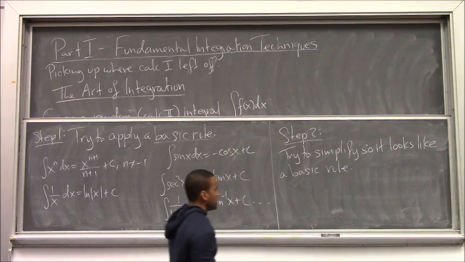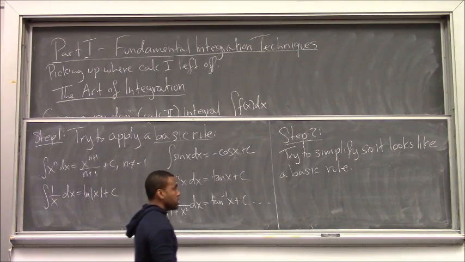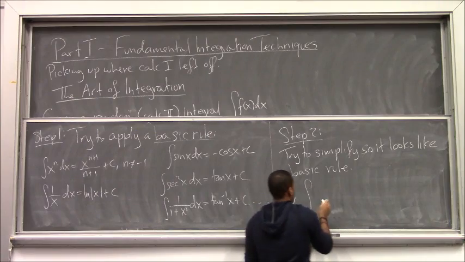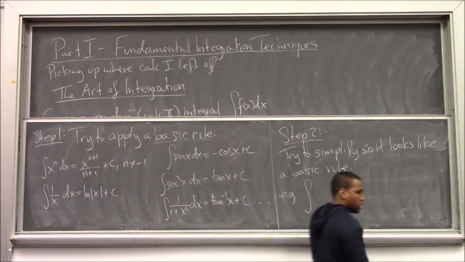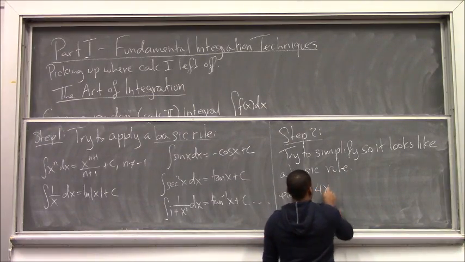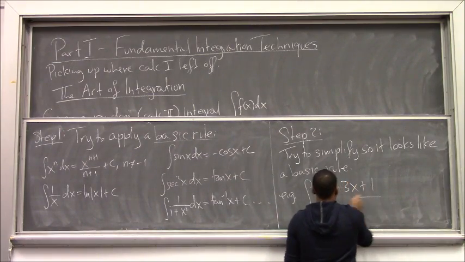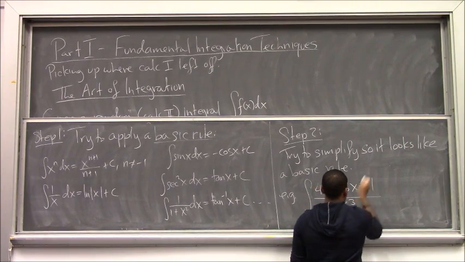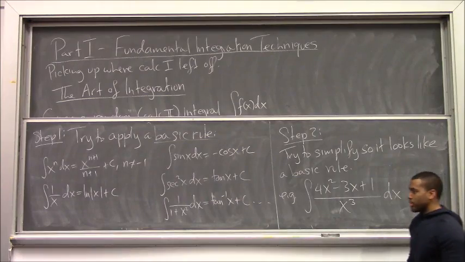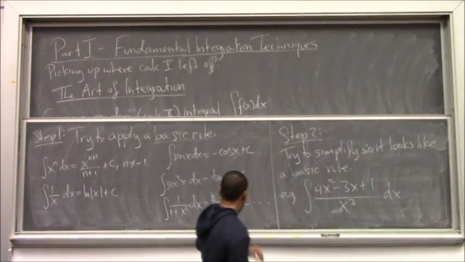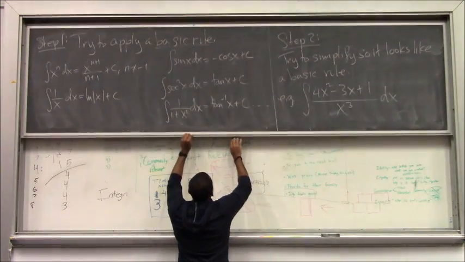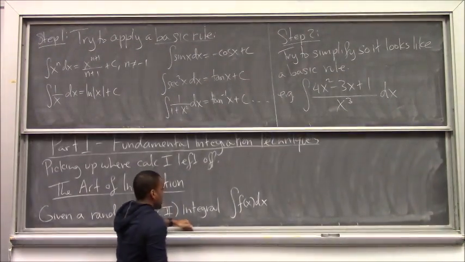Or just simpler in general. You'll tend to want to simplify things either way. But just to give you a random example here, let's say I give you the integral of, like, there was one on the quiz, but let me just make up another one. Say 4x squared minus 3x plus 1 all over x cubed dx. You look at that and it doesn't look like any basic rule. It's some random rational function. You don't have a basic rule that looks like that, so what do you do?